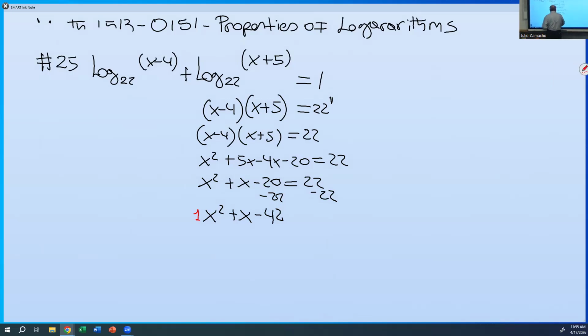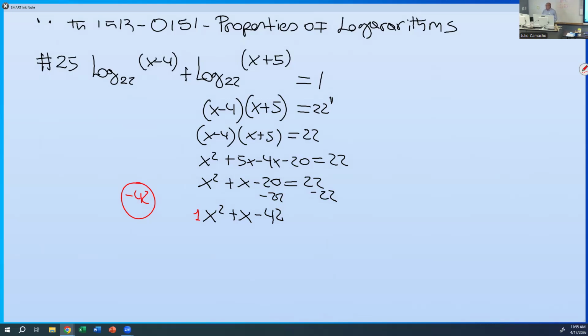First of all, we multiply negative 42 times 1, and you get negative 42. So we need two numbers that when you multiply them together will give you negative 42, but when you add them will give you 1. That is the condition.